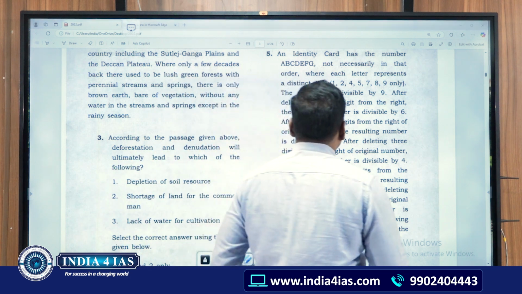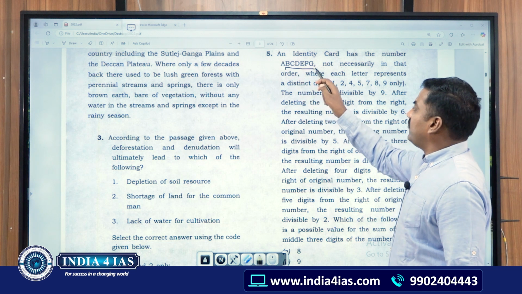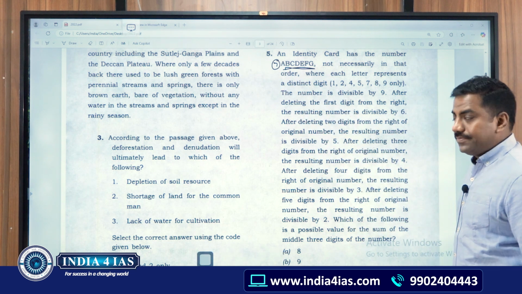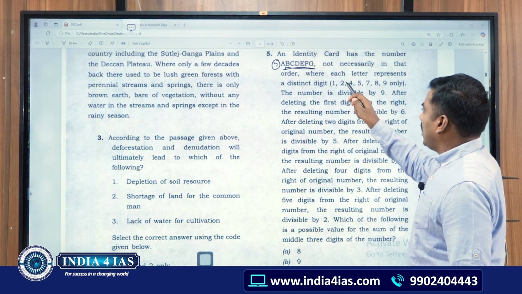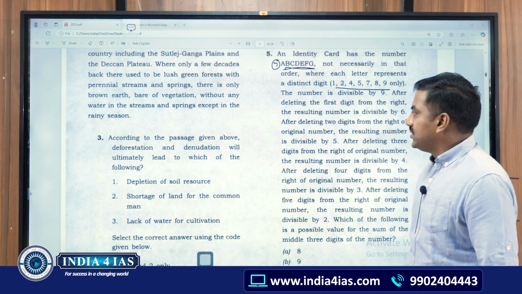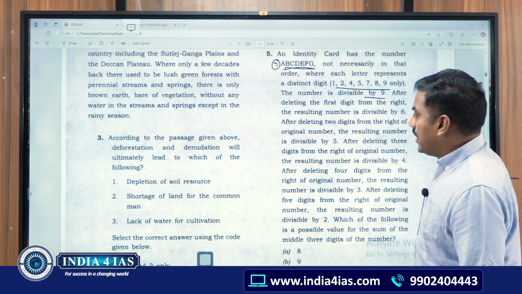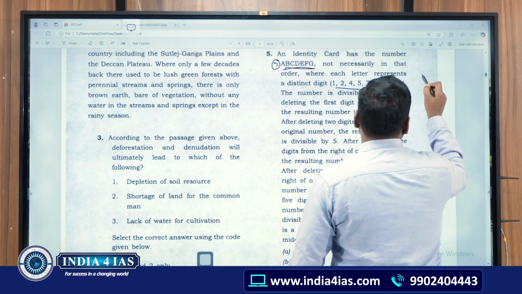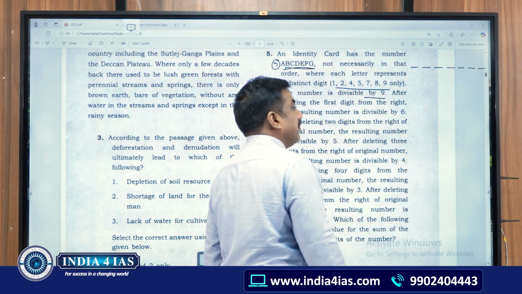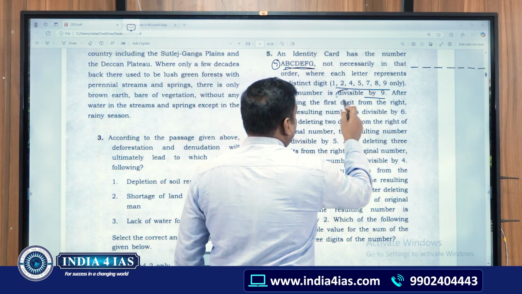So first, an identity card has the number A, B, C, D, E, F, G. So there are seven numbers, not necessarily in that order, where each letter represents a distinct digit. Each letter, 7 letters and 7 numbers. The number is divisible by 9. So the entire number is divisible by 9. If you take this number, let's say there are 7 numbers in this.